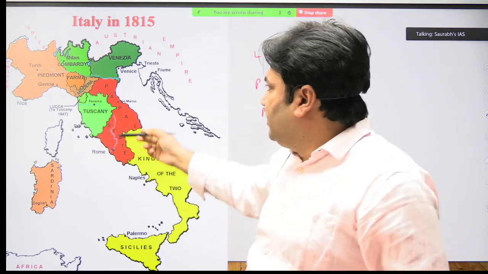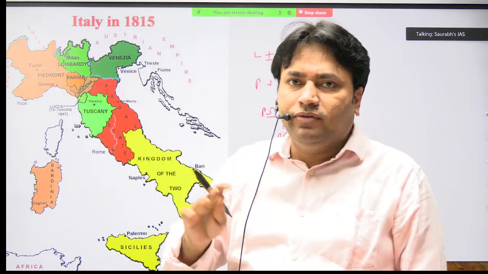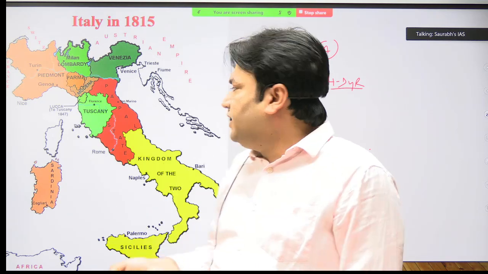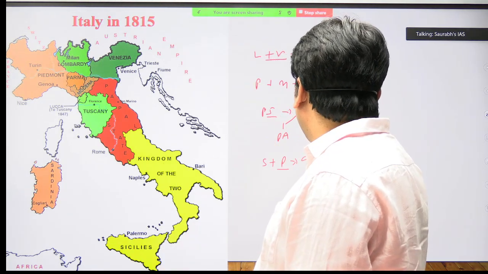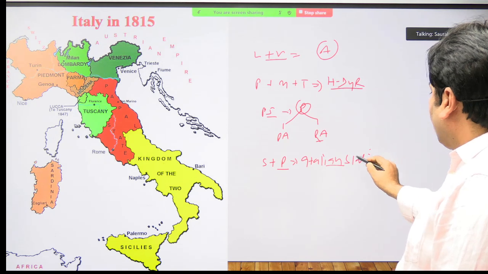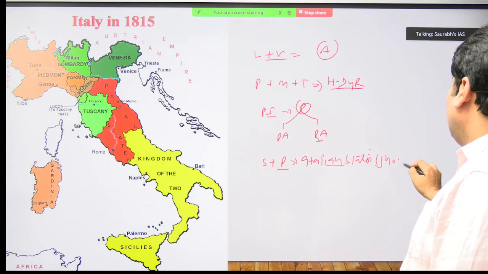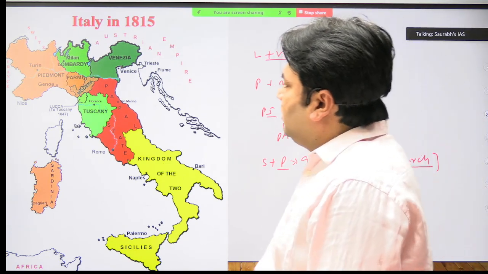Now these two states, Sardinia and Piedmont, both of them will be taken together, Sardinia plus Piedmont. Sardinia and Piedmont were the Italian states, ruled by a monarch.